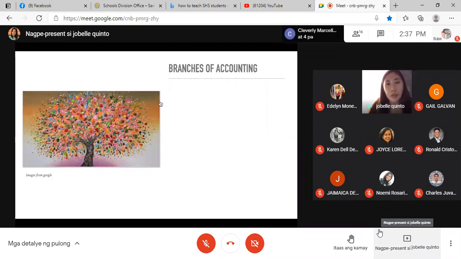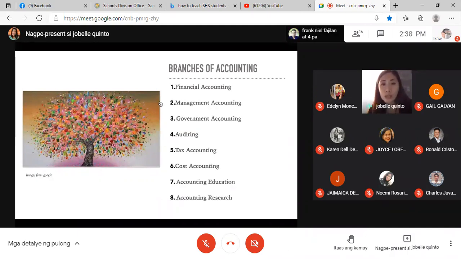Before we proceed to our new lesson, let's have a review on our previous discussion last meeting. Our previous lesson was about the branches of accounting. So what are those branches of accounting? Anybody? Yes, Mark? Very good. So we have 8 different branches of accounting: financial accounting, management accounting, government accounting, auditing, tax accounting, cost accounting, accounting education, and accounting research. Class, always remember that accounting is the process of identifying, recording, communicating economic events of an organization to its users.